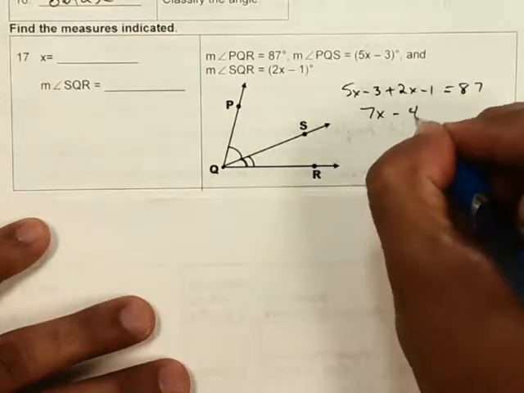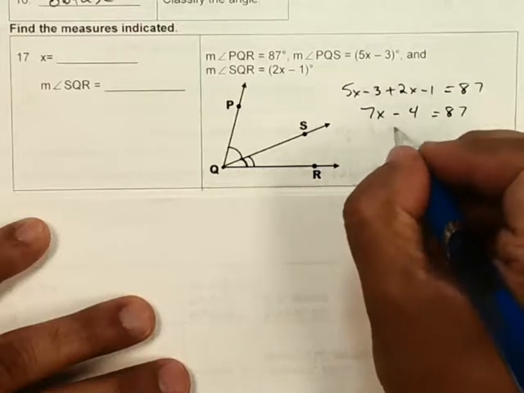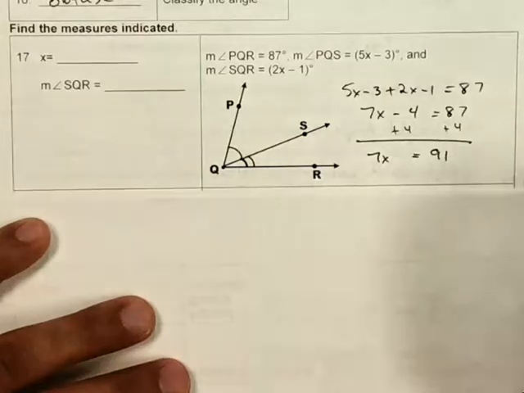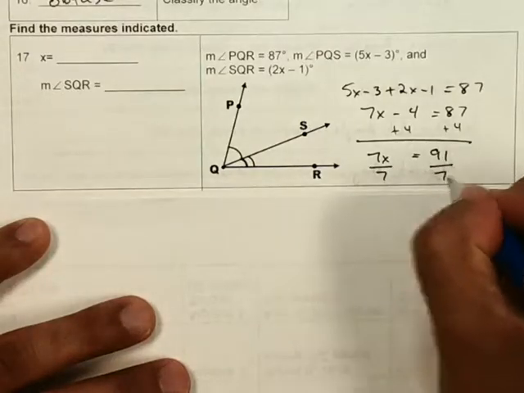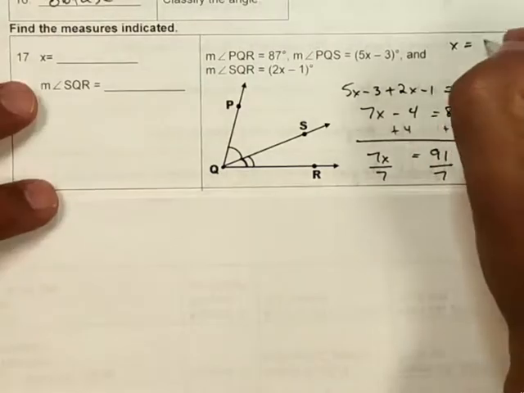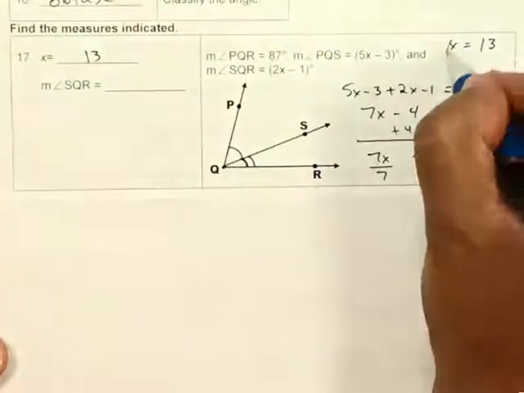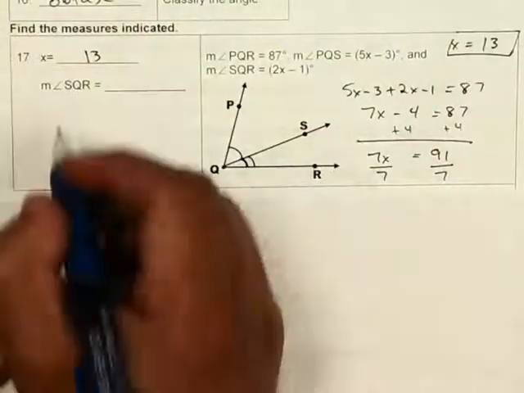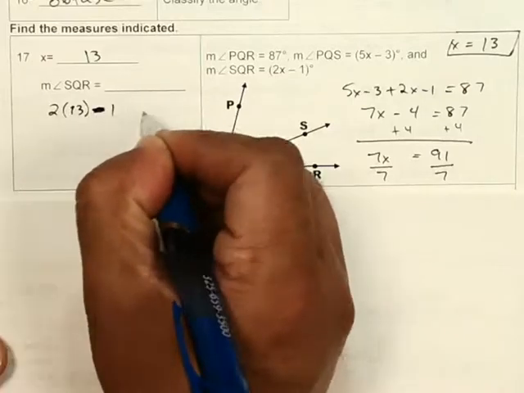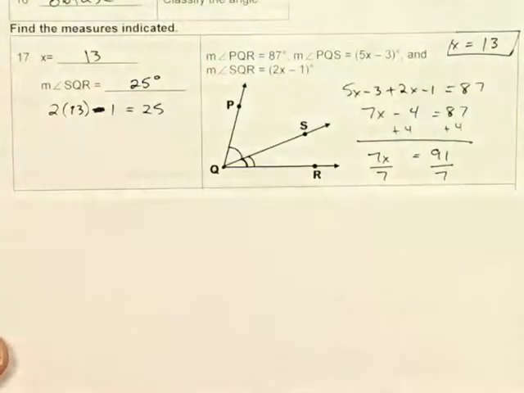That gives us 7x minus 4 is 87. If I combine like terms, then I would need to add 4 to both sides. That gives me 7x is equal to 91. And I divide by 7. We get that x is going to be equal to 13. All right, so we put 13 there. And then we want SQR, so we're going to have to substitute 2 times 13, which is 26, minus 1 is going to give me 25. So that would be 25 degrees.